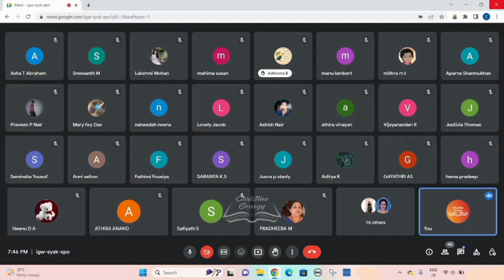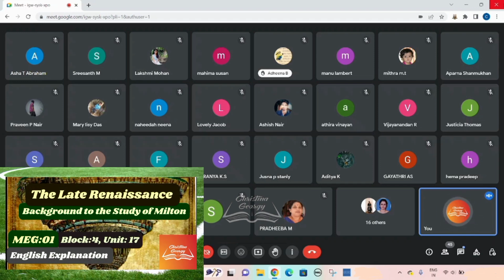Moving on to the next block, that is block number 4, titled Studying Milton. Here also we have 5 units to study, that is units 17 to 21. As the very block title suggests, this particular block deals with the various aspects connected to the life and works of Milton. For that matter, unit 17 gives you an overview of the historical aspects with respect to the late Renaissance. From your examination point of view, you don't have to study this unit in detail. It will just give you an overview of the background.